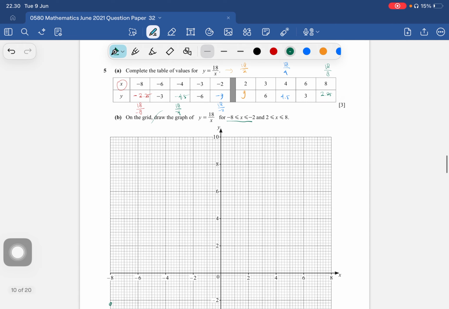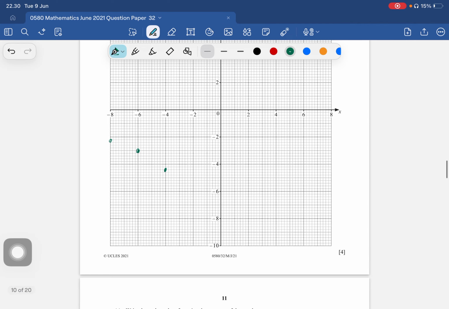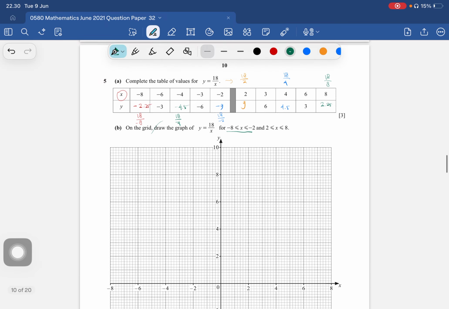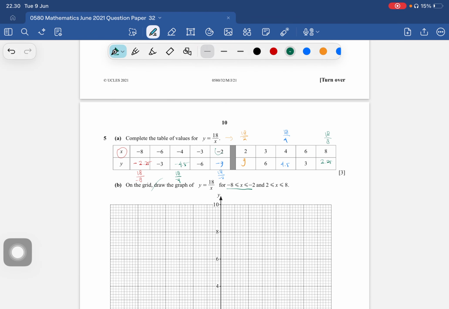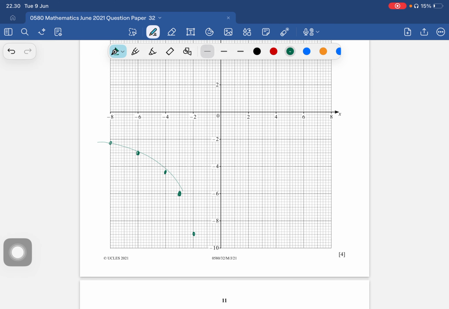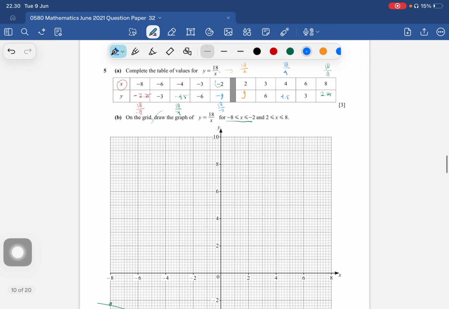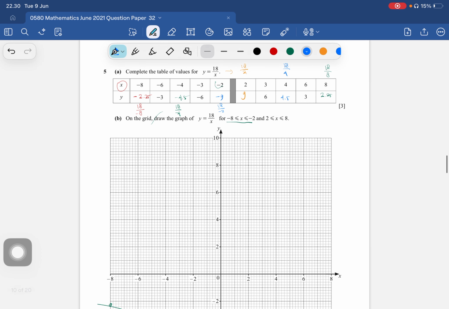When x equals negative 3, y equals negative 6. And the last point, x equals negative 2, y is negative 9. So here it is. Let's draw the graph. Next, for positive x, y is positive 9, so here is positive 9.